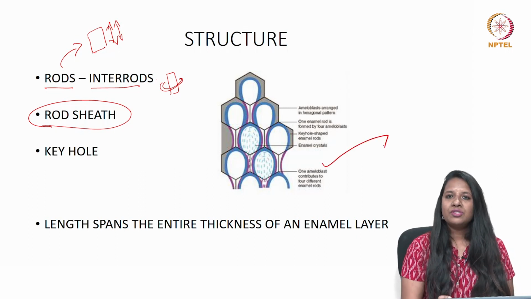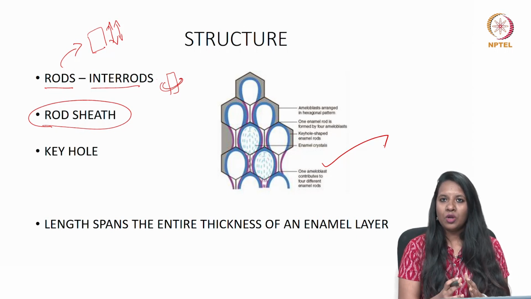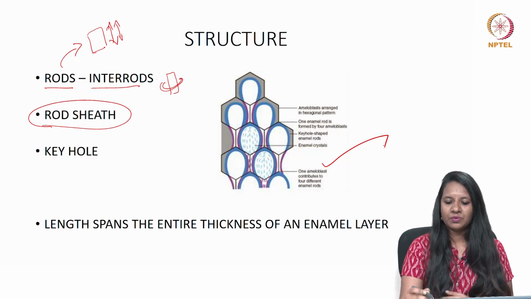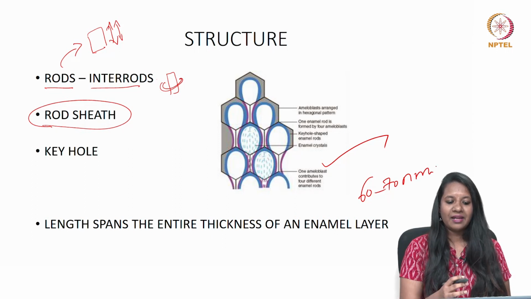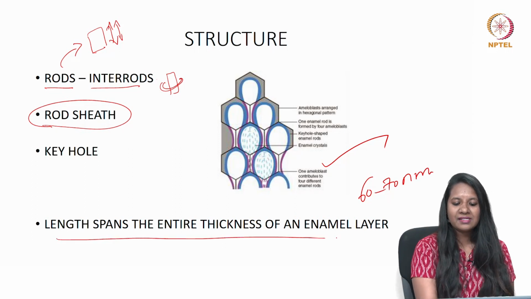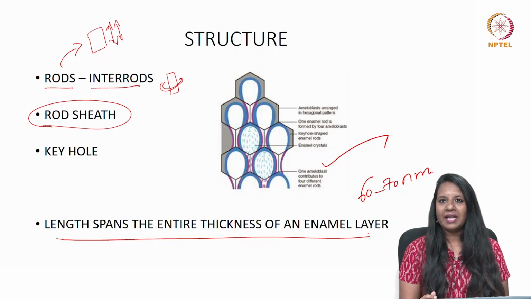And enamel comprises long ribbon-like crystals which are 60 to 70 nanometer in width. That is, the length spans the entire thickness of the enamel layer.